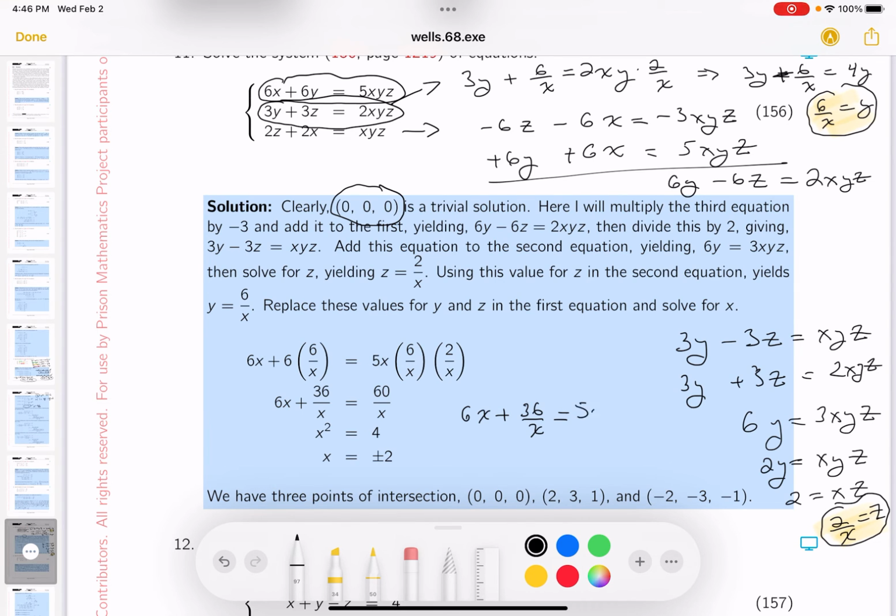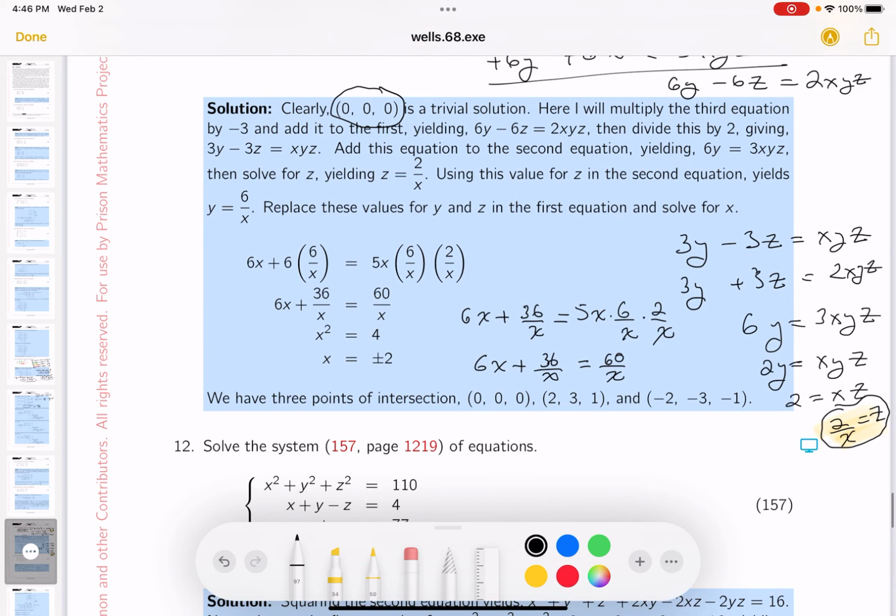So 5x, what's y? It's 6 over x. And what's z? Z is 2 over x. Well, a little more complicated, but still doable. And you get 6x plus 36 over x equals, well, 1x would cancel off, and you'd get 60 over x. And I start to realize that this is, I'm not going to say an easy equation to solve, but it's getting there, and I'll write down what I'm getting.